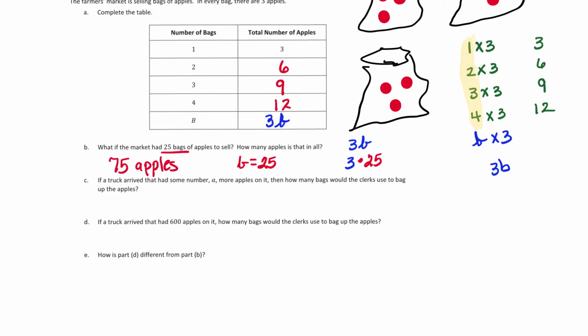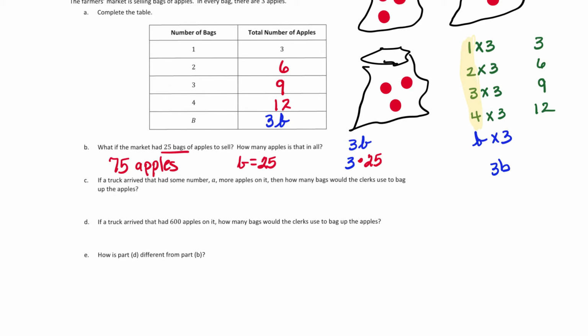Okay, next problem. If a truck arrived that had some number A more apples on it, then how many bags will the clerks use to bag up the apples? Now, this is going to be more like reversing, because now they gave you the apples. You have to determine how many bags you need. They didn't tell us how many apples the truck had, right? So we have to determine what we have to do.